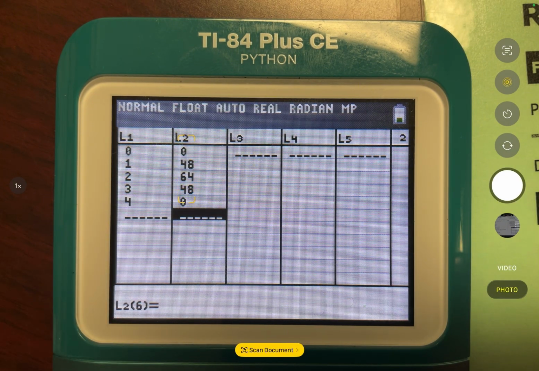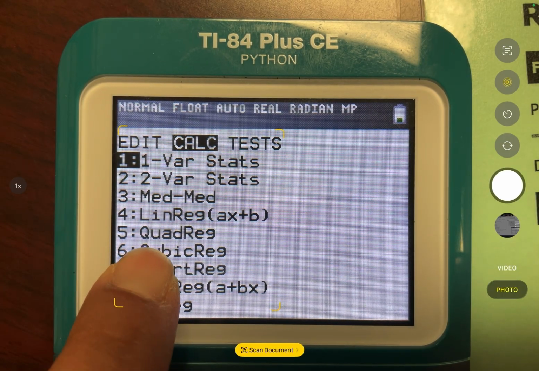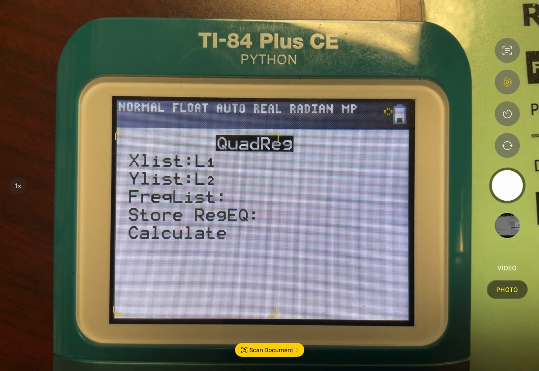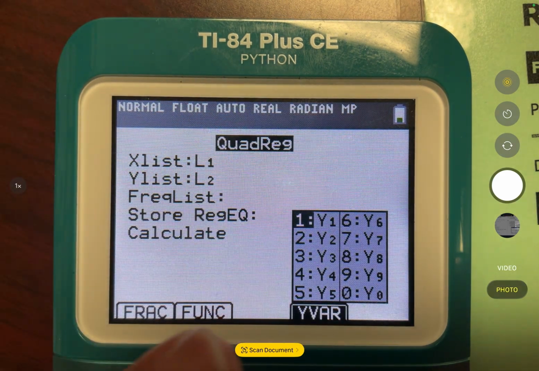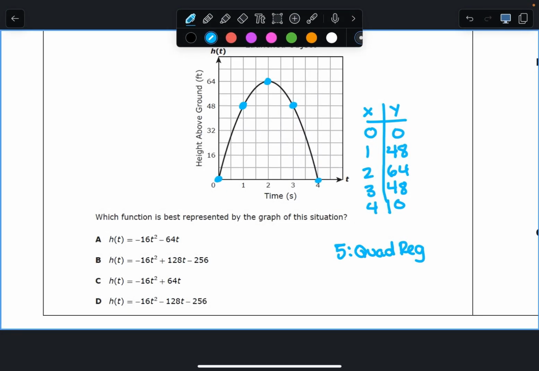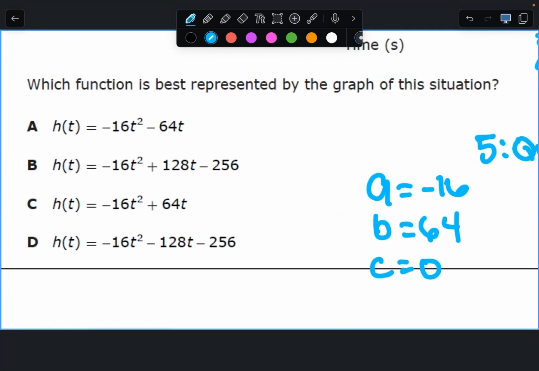Put your points in. Then when you go to stat calc, notice number 5 says quad for quadratic. So that's how you can figure that out. Alpha trace, and then you get your A, B, and C. So A is negative 16, B is 64, C is 0. That means we can at least narrow it down to A and C. What is your answer?